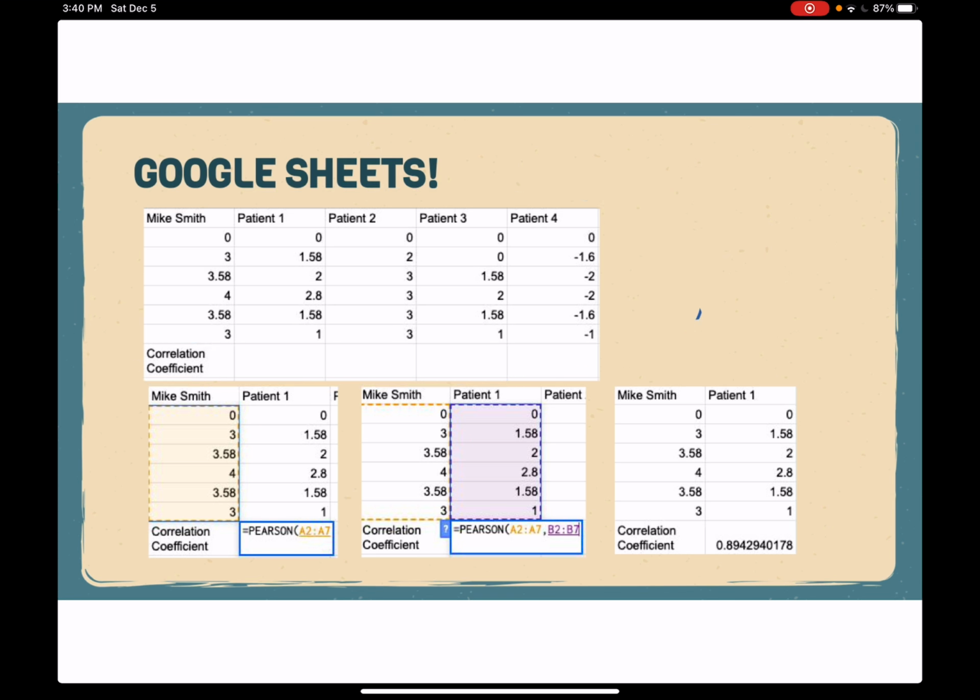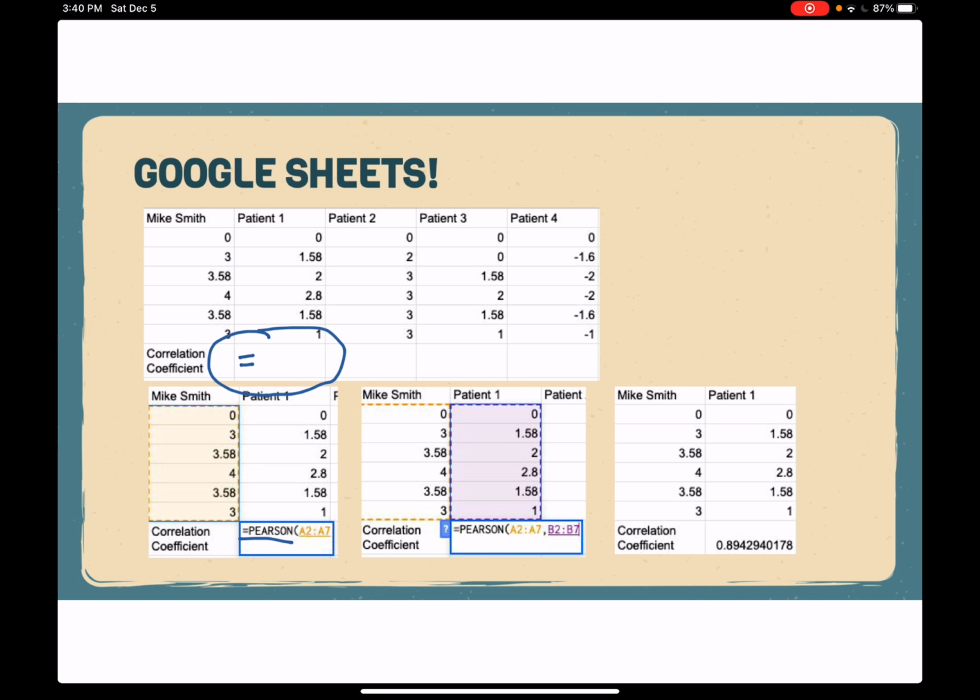So what you'll do, and I'll probably create a separate video showing you exactly in Google Sheets how to do this, but the basics are in the correlation coefficient box underneath patient 1, which is this box right here, you would just type an equal sign, which is going to bring up your formula generator, and you type in Pearson.